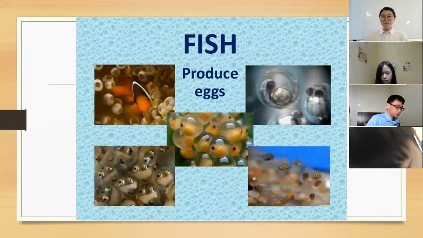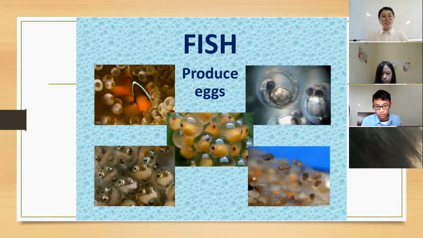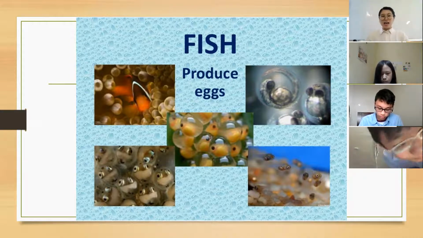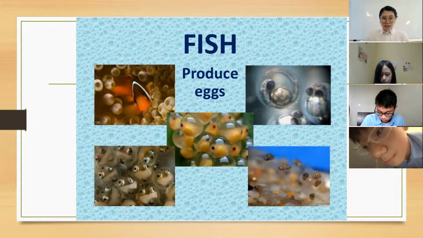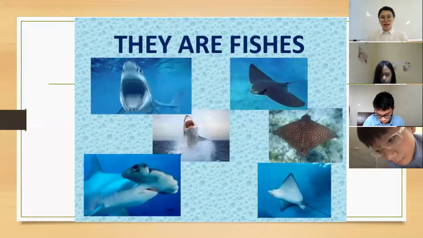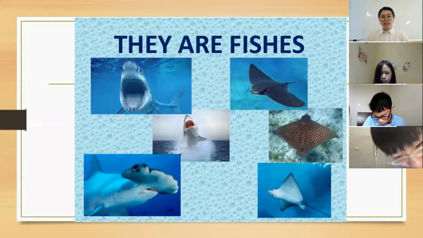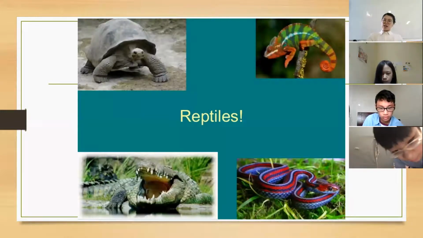As what you can see, they lay their eggs on the land or water. Okay, very good. So as what you can see, we can see the small eggs of the fishes, right? They are different kinds of fishes. They live underwater. Okay, next we will proceed with the reptiles.